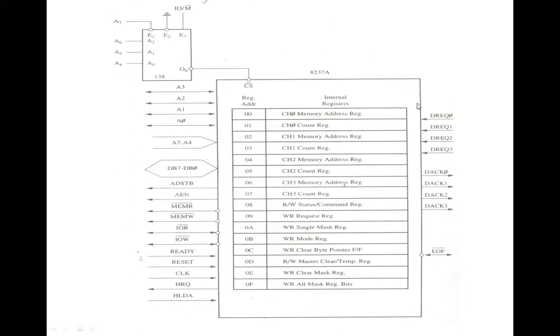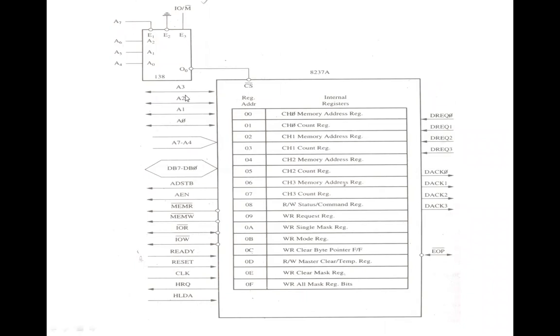So since we have 4 channels, we have 8 such registers. Individually, each channel will have 2 registers that can be accessed by the microprocessor unit. Now, the address of these registers is determined by A3 to A0, as well as this chip select signal. If the address is 0000, that is, if A3 to A0 is 0, then we are going to select the channel 0 memory address register.